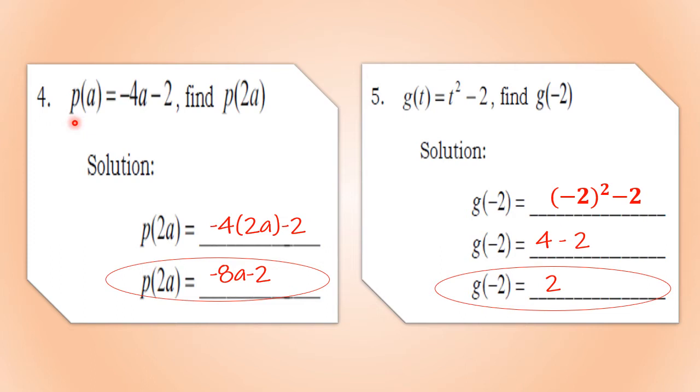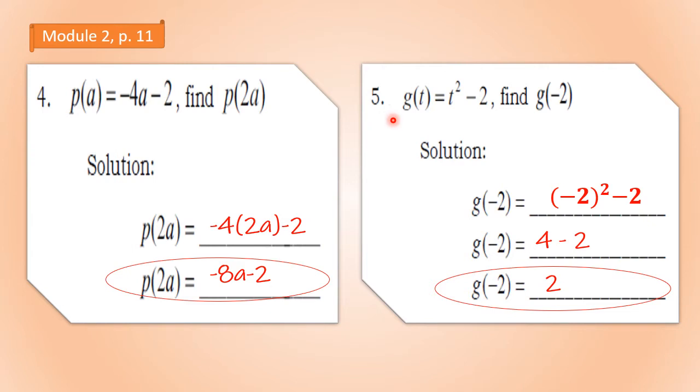Number 4. P of a is equal to negative 4a minus 2. Find P of 2a. So P of 2a is equal to negative 4 times 2a minus 2. So negative 4 times 2a is negative 8a minus 2. And we cannot simplify this anymore, so our final answer is negative 8a minus 2.